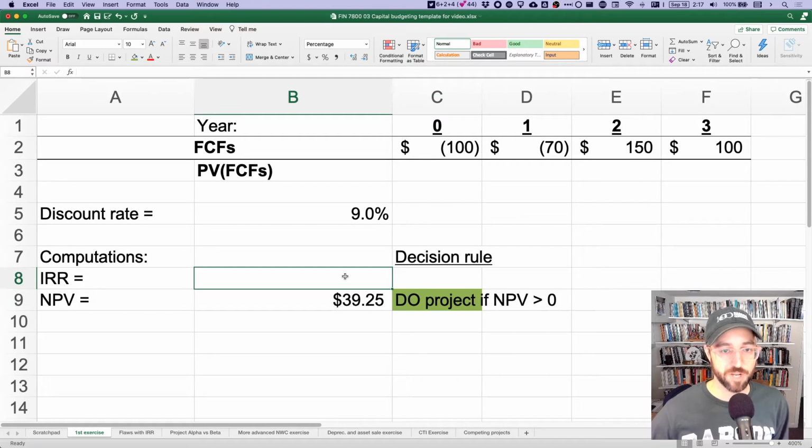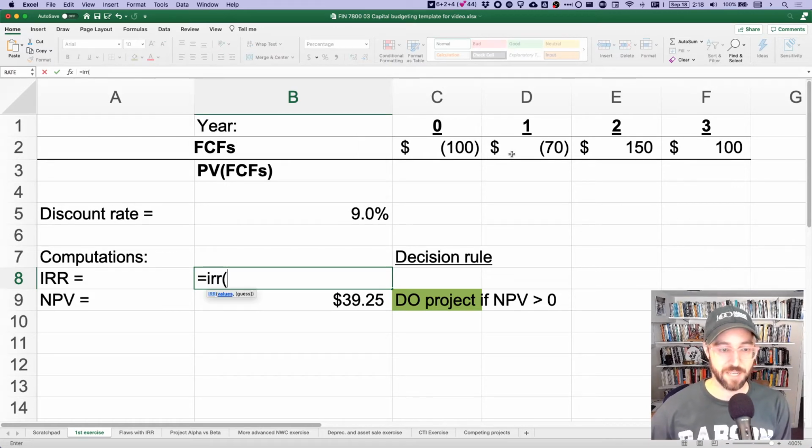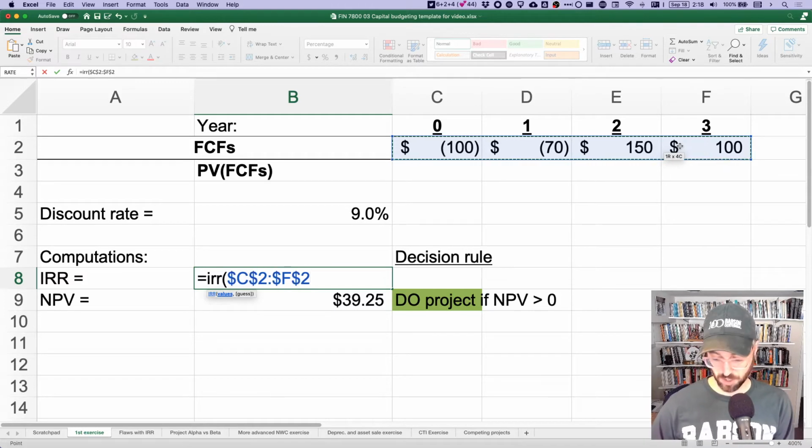So what does IRR do? It asks, what is the rate of return on all of the money put into the project, which in this case includes both the $100 million invested in year 0 and the $70 million invested in year 1. And we can calculate that in Excel just by typing in equals IRR and putting in the values of all of the cash flows kicked off by the project. So we're going to select all of them and close parentheses.